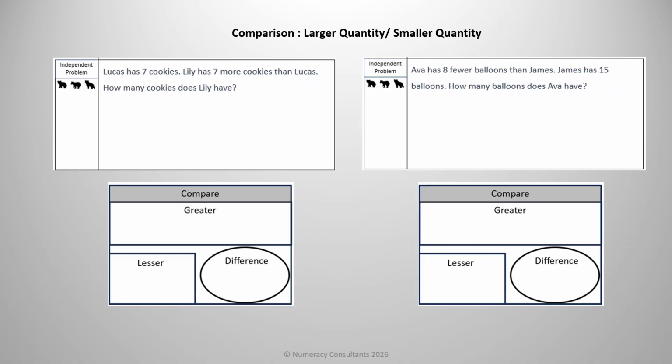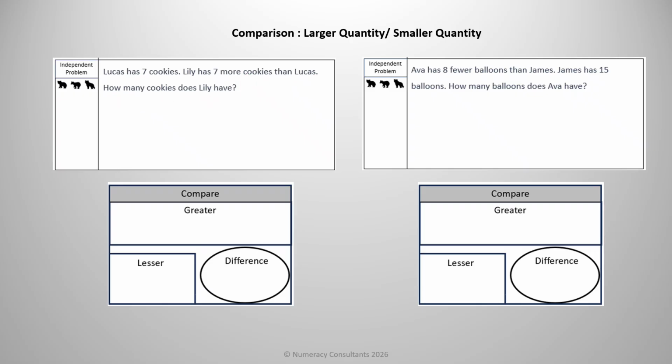Okay, so now we're going to do comparison and solving for the larger or greater quantity or smaller quantity. The last comparison we did is we were focused on the difference. These types of problems, you're given one of the quantities and the difference, then you have to figure out the other one. And these are really tricky, so you have to read them a couple times and really think. There's a lot of logic and thinking involved in these. This is Lucas has 7 cookies. Lily has 7 more cookies than Lucas. How many cookies does Lily have?